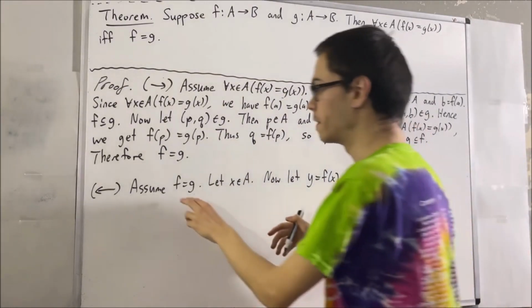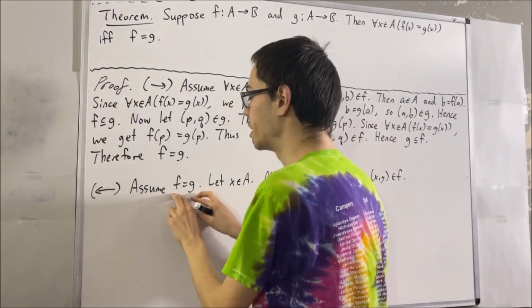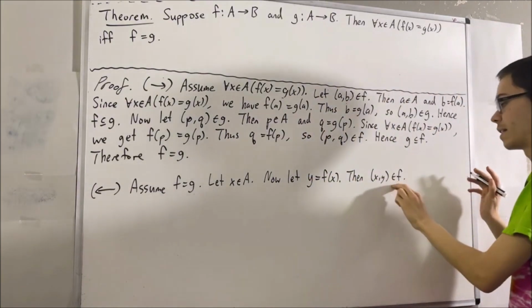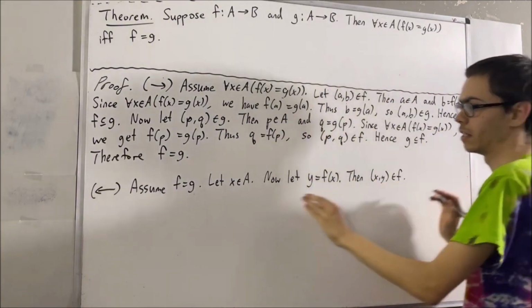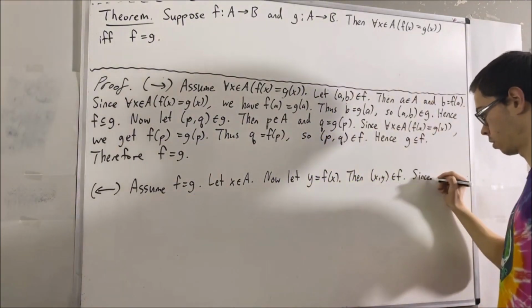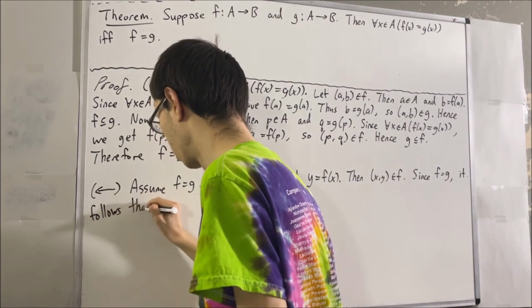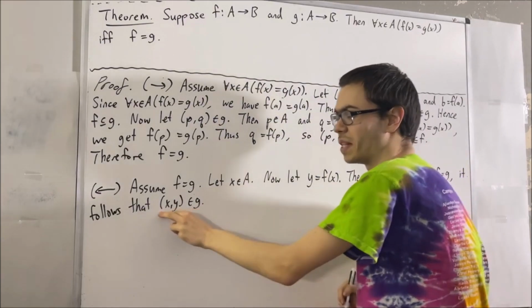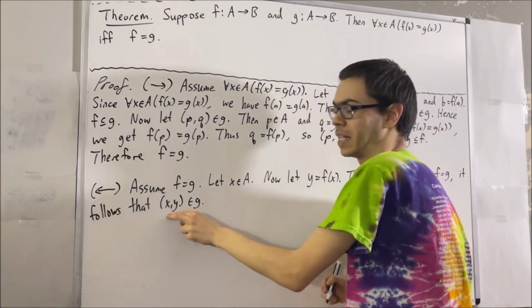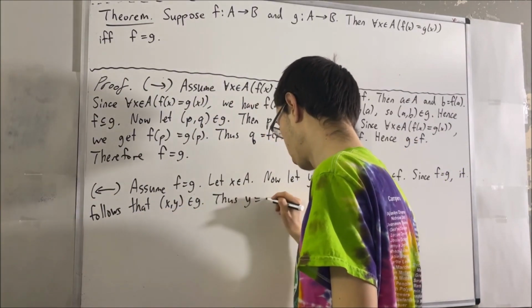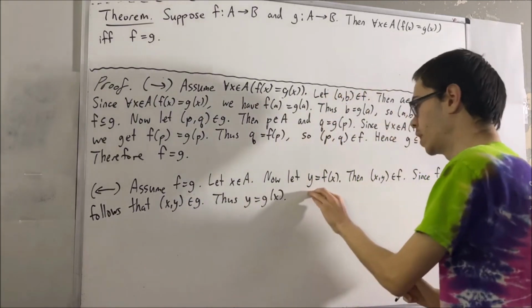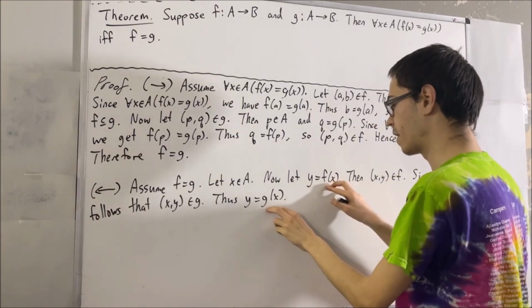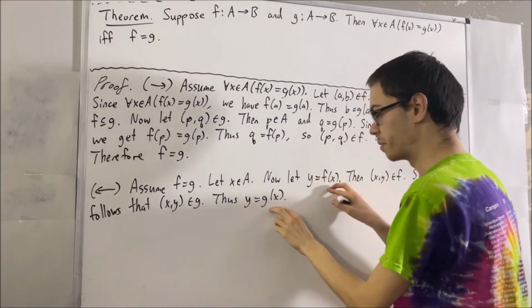But because f is equal to g, this means that f and g have the same exact elements in them. So because (x, y) is an element of f, this means (x, y) is an element of g. And next, since g is a function, we know that this is equivalent to saying that y equals g of x. So notice we have that y equals f of x and y equals g of x. Since both f of x and g of x are equal to the same thing, they must be equal to each other.